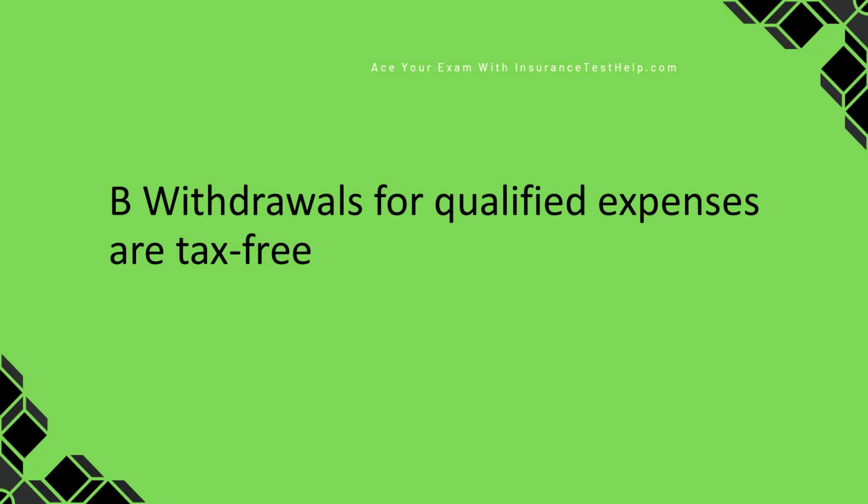529s are a beautiful thing. All of those education expenses can be paid for by withdrawing, and there is no taxation on it. But if you took it out to buy Junior a car, then guess what? You're going to pay a whole bunch of tax on it. So just remember that withdrawals for education expenses, which include computers, room and board, are all qualified expenses. Those are all tax-free for 529s.